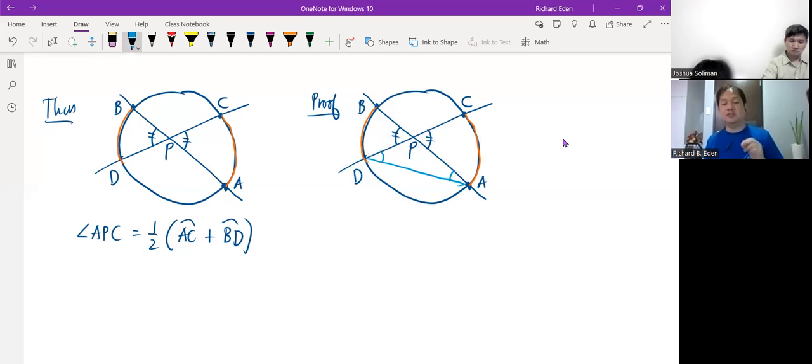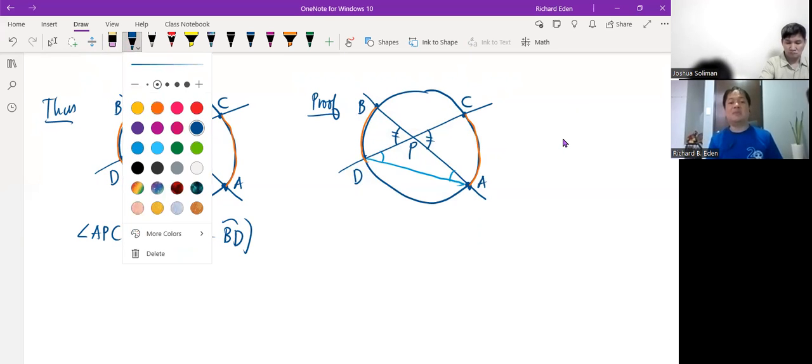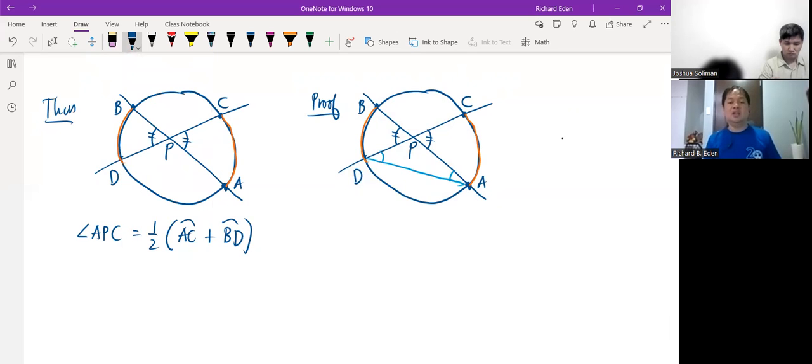Okay. Now those angles in light blue, they are inscribed angles corresponding to the orange arcs. So for instance, angle ADP, the first light blue angle, the one on the left, is an inscribed angle to arc AC. So that makes angle ADP half arc AC.